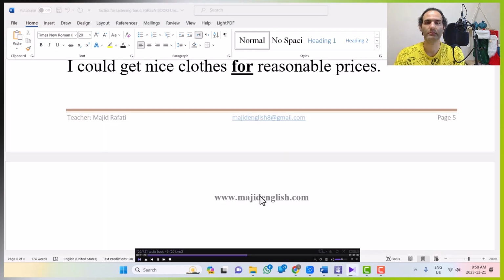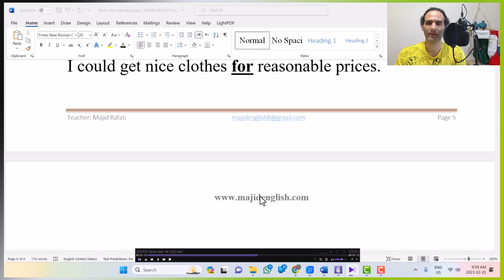In fact, it costs me less for clothes here than it used to cost me at home. So one more time. In fact, it costs me less for clothes here than it used to cost me at home.